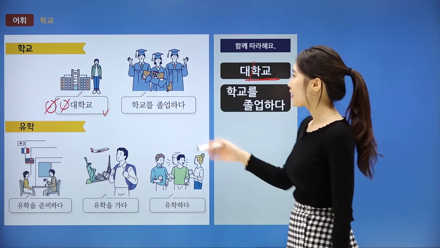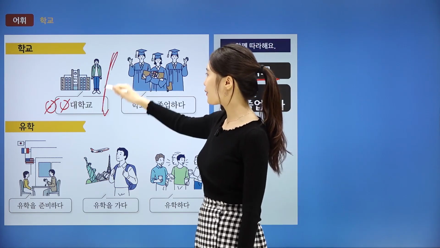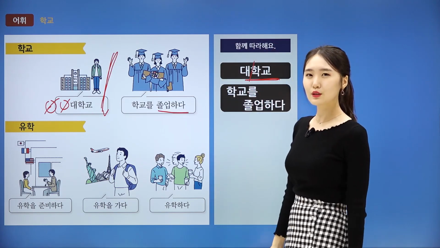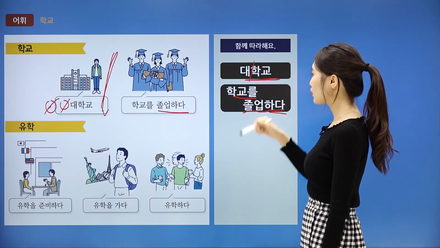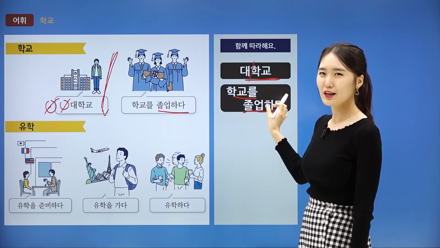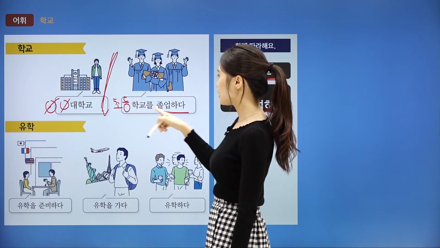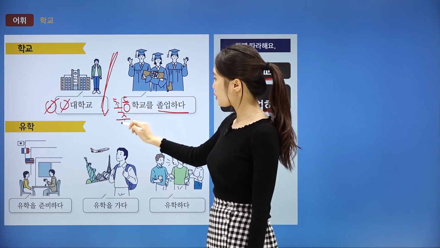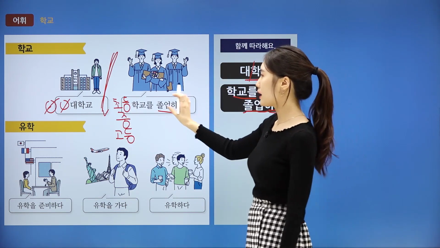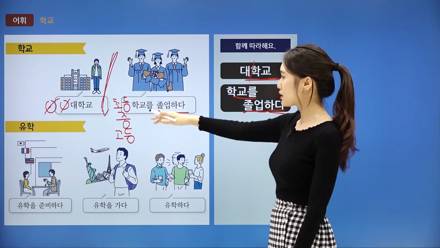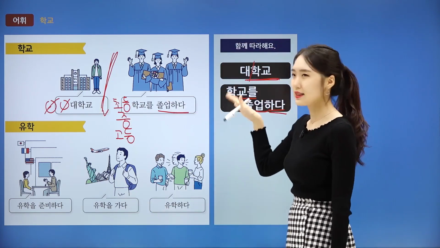Okay, then now here. You saw 입학하다, right? Enter the school. Then after 대학교, you graduate. 학교를 졸업하다. 졸업 is graduate. 하다, we know, is a verb. 학교를, so graduate the school. I graduated school. Also, you can say 초등학교를 졸업하다, 중학교를 졸업하다, 고등학교를 졸업하다, which means I graduated elementary school, I graduated middle school, I graduated high school, I graduated college. So you can say it like this.